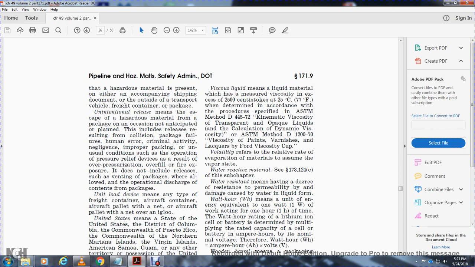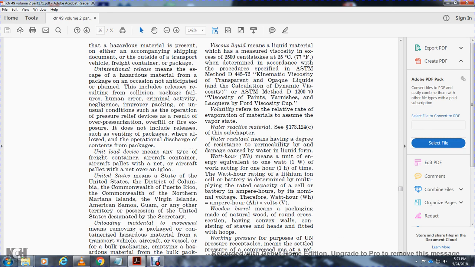Unit load device means any type of freight container, aircraft container, air pallet, net, aircraft pallet with a net, or pallet with a net over an igloo. United States means a State of the United States, the District of Columbia, the Commonwealth of Puerto Rico, the Commonwealth of the Northern Mariana Islands, the Virgin Islands, American Samoa, Guam, and any other territory or possession of the United States designated by the Secretary.